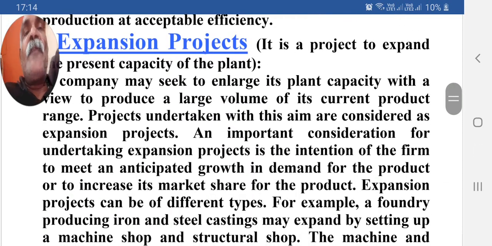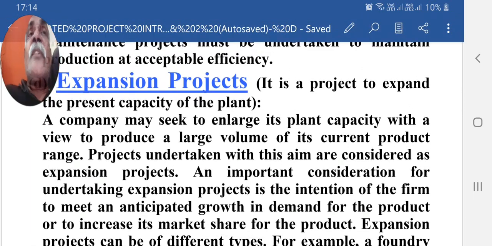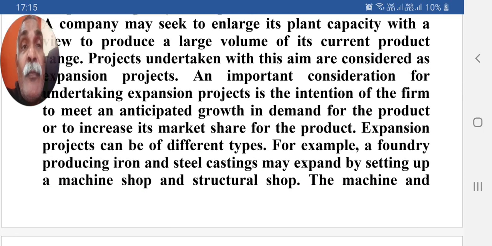Now come to expansion project. An expansion project is a project to expand the present capacity of the plant. Why do you expand the present capacity of the plant? Maybe the demand of the product may increase. So a company may seek to enlarge its plant capacity with a view to produce a large volume of its current product range. Projects undertaken with this aim are considered as expansion projects. An important consideration for undertaking an expansion project is the intention of the firm to meet an anticipated growth in demand for the product or to increase its market share for the product.